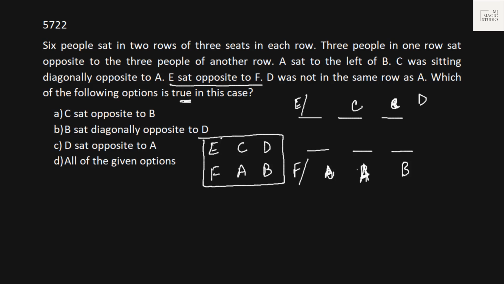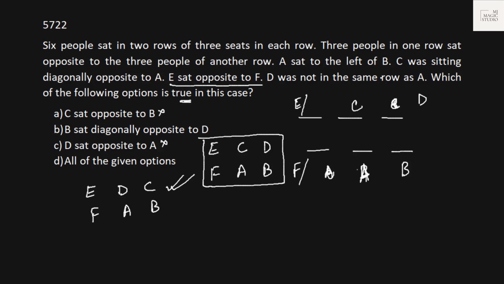B sat diagonally opposite to D. B is opposite to D. D sat opposite to A. No. Which of the following options is true? I think this should be written like this: E, D, C, F, A, B, and this should be the perfect arrangement. Let's read this again.